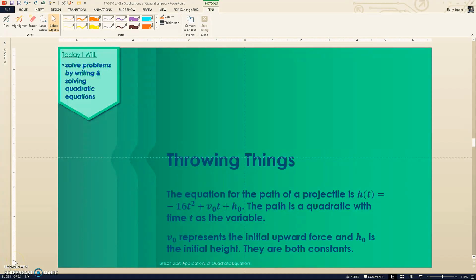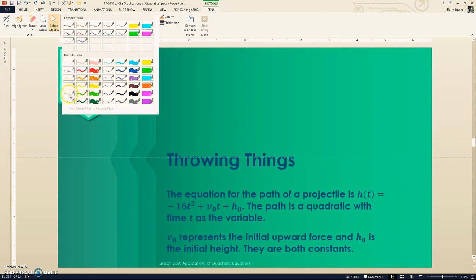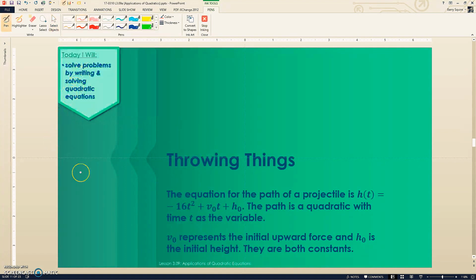Hey there again. I thought you'd like the title of this one. I couldn't think of a good one, and nothing came with the book, so I decided that I was just going to call this little section Throwing Things, because it really has a lot to do with projectiles. And that's kind of when you throw something or fire a gun or shoot an arrow or something like that.